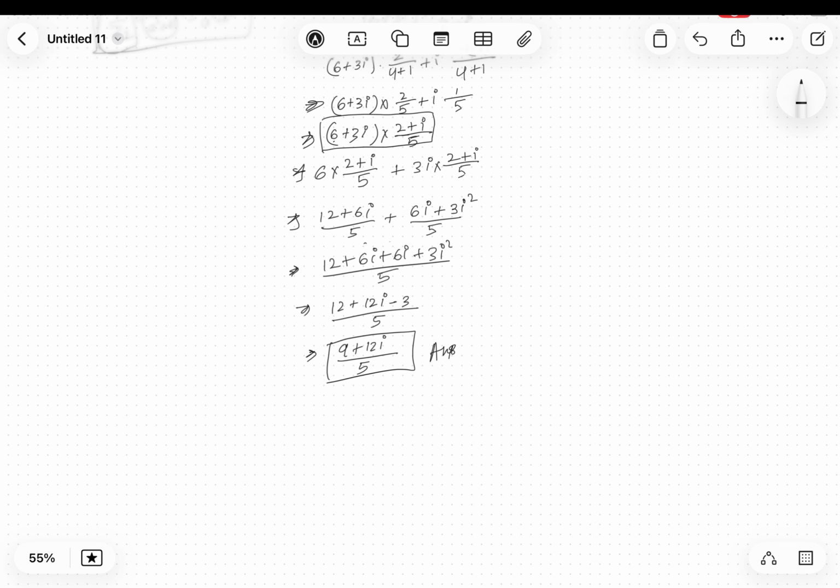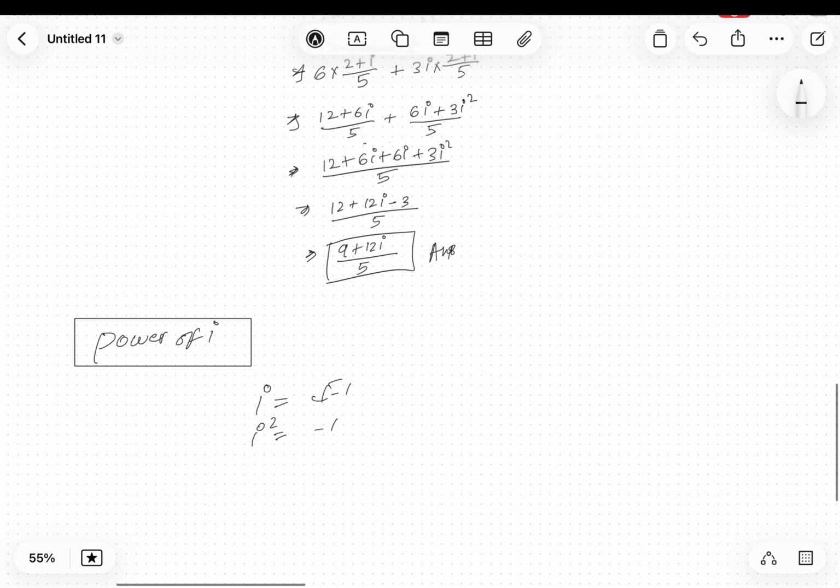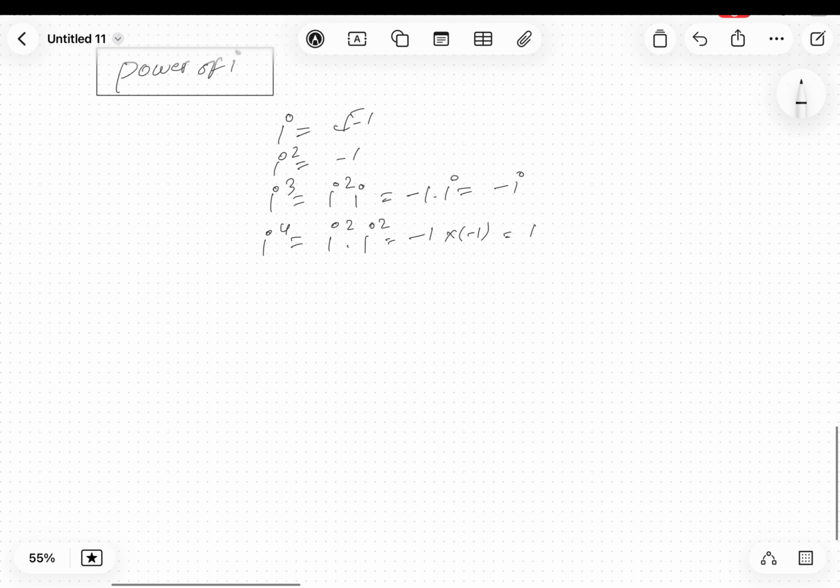Now next we have the power of i. In the last video I have already explained this to you, that i equals under root minus 1, i square equals minus 1, i to power 3 equals i to power 2 into i, that is minus 1 into i, that is minus i. i to power 4 equals i to power 2 into i to power 2, that is minus 1 into minus 1, that is 1. Okay, so we have already completed this.